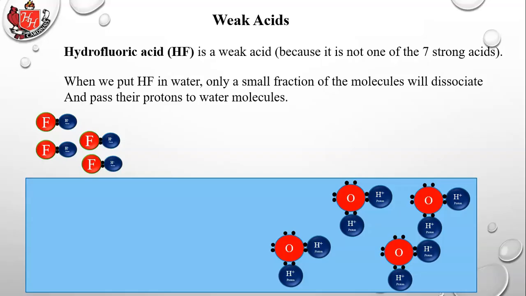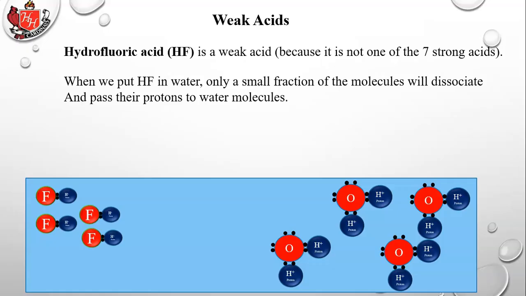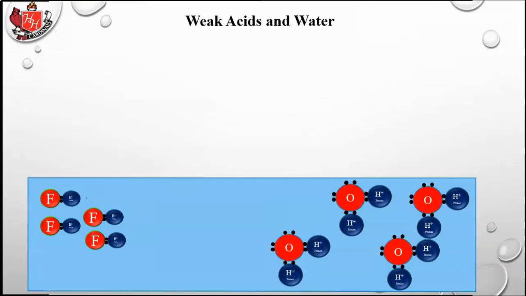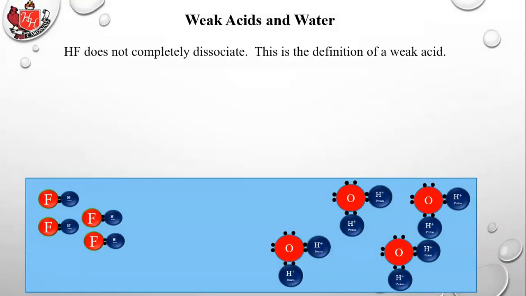So when we put HF, hydrofluoric acid, in water, only a small fraction of the molecules will dissociate and pass their protons to the water molecule. So we're just going to use a representative sample here. If we put 4 hydrofluoric acid molecules in water, HF does not completely dissociate. This is the definition of a weak acid.